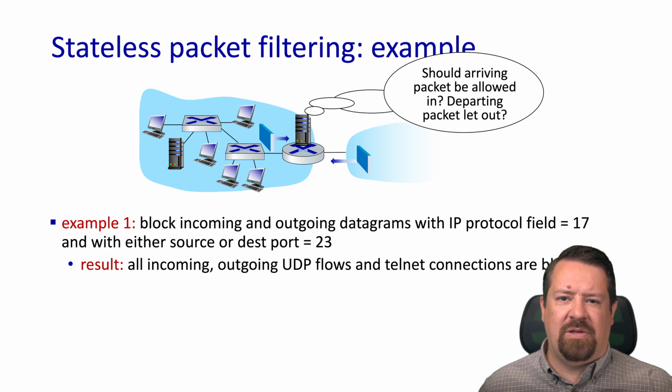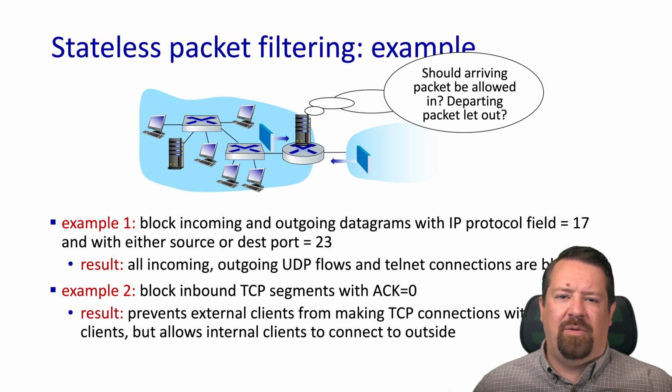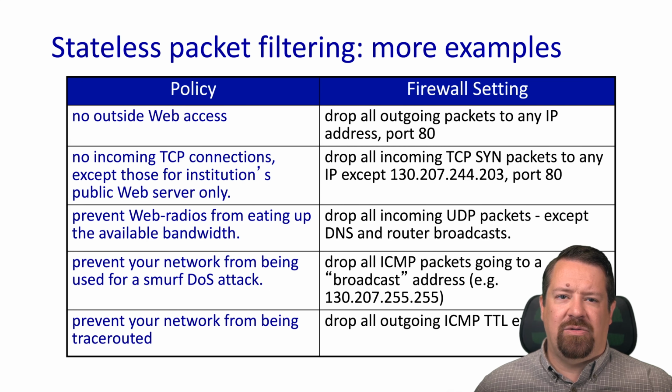Another common security policy. Another example rule might be to block inbound TCP segments with ACK equals 0, which is intended to prevent external clients from making TCP connections with internal clients. But it doesn't apply this on outbound TCP segments, so it wouldn't prevent internal clients from connecting to the outside. However, given that we know that initial sequence numbers are randomized by modern operating systems, this is likely to not be very effective, and it might be better to look at the SYN flag and ACK flag and make a decision based on those.